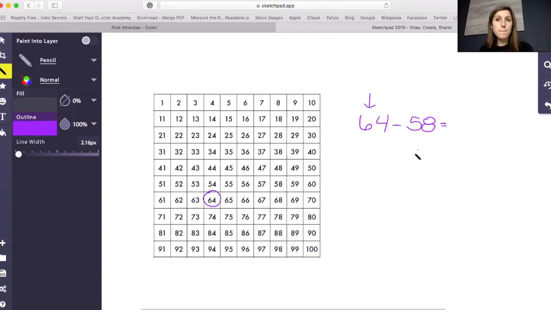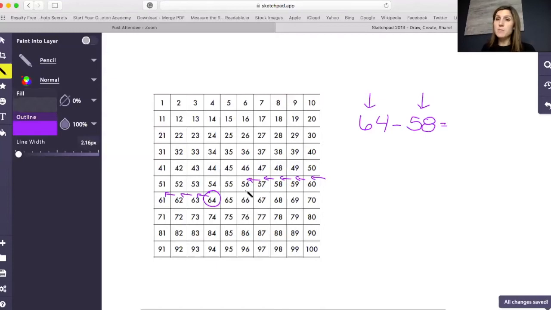Now I'm going to have to count backwards on the hundreds chart to show the subtrahend. In this case, the subtrahend is 58. So I'm going to count backwards 58 to find my answer. I'm going to start by subtracting the ones because we always start with subtracting the ones when we subtract. So I'm going to count backwards 8 places. 1, 2, 3. I have to change rows. 4, 5, 6, 7, 8. So that puts me at 56.